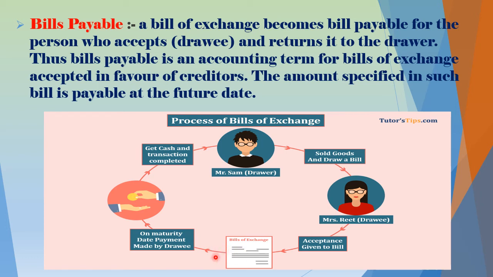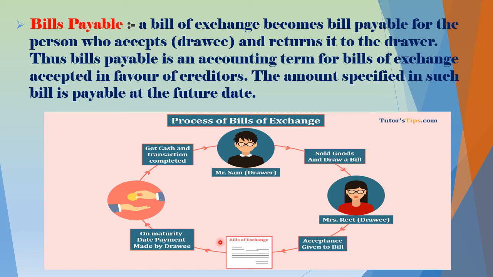So he will not get 50,000. He will get less than 50,000 because the bank will not give him the complete amount. And on the maturity date, the bank will recover the money from Mrs. Reith. So when you have a bill of exchange before the maturity date, you can go to the bank and get money, but you will not get the full amount. When you go to the bank before the maturity date and submit the bill of exchange to get money from it, it is called discounting the bill of exchange.